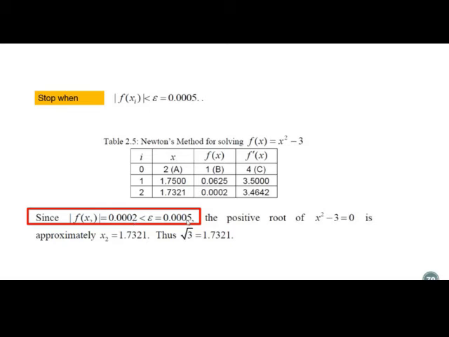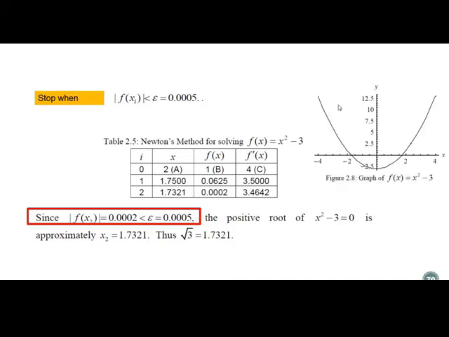So since it is less, the positive root of x power of 2 minus 3 equal to 0 is approximately 1.7321. So this is the whole solution for the Newton-Raphson method. Do not forget to summarize your answer.